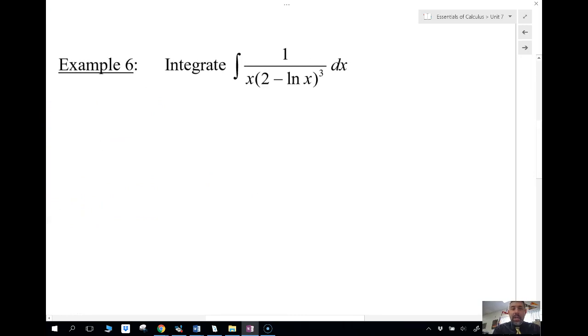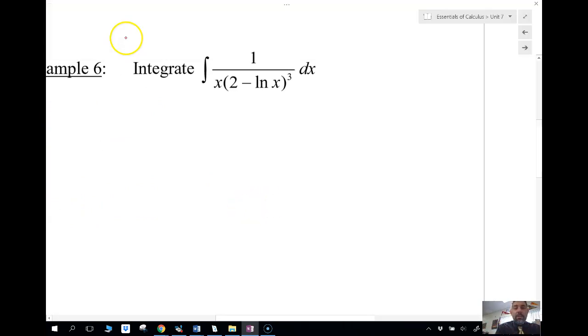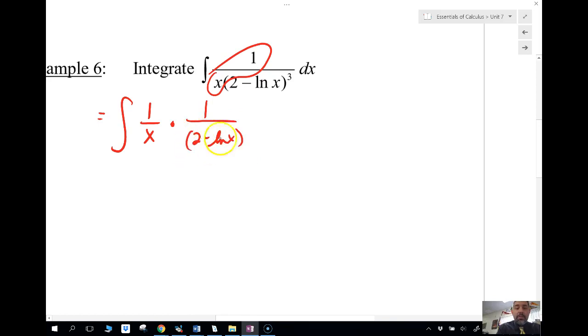Oh, I see it. You see it? I see it. You see it. I bet you see it. You see it, don't you? Yeah. You guys are getting good at this now. There's 1 over x right there, times 1 over 2 minus ln x cubed. I knew you saw it.